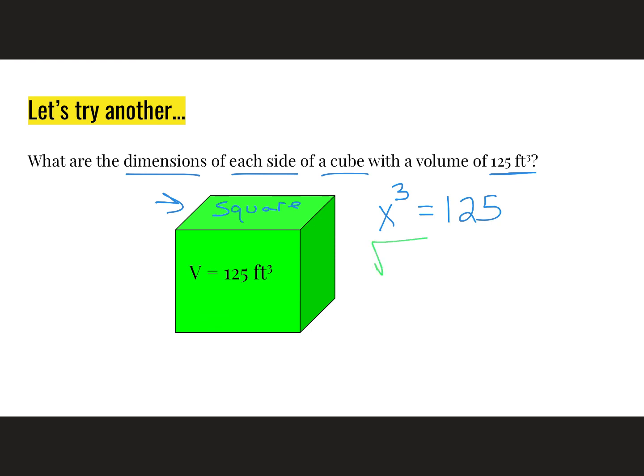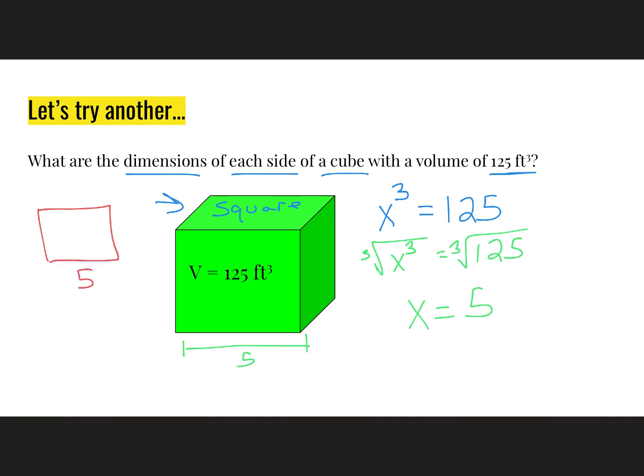So I'm going to take the cube root of both of these. So the cube root of 125, you can refer back to your list, is 5. So x must be 5. So now all I know, though, is that each side is 5, but I want to know the dimensions of the square. So this square that's on the top or bottom or whatever side is 5 by 5. So I could say it is 5 feet by 5 feet.